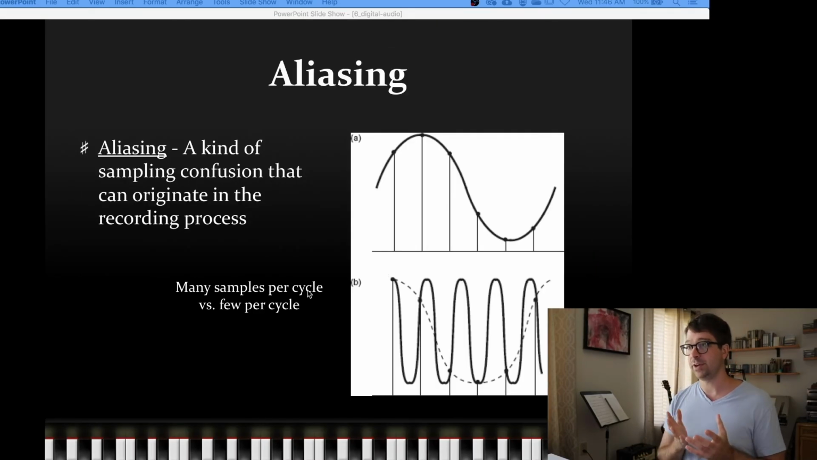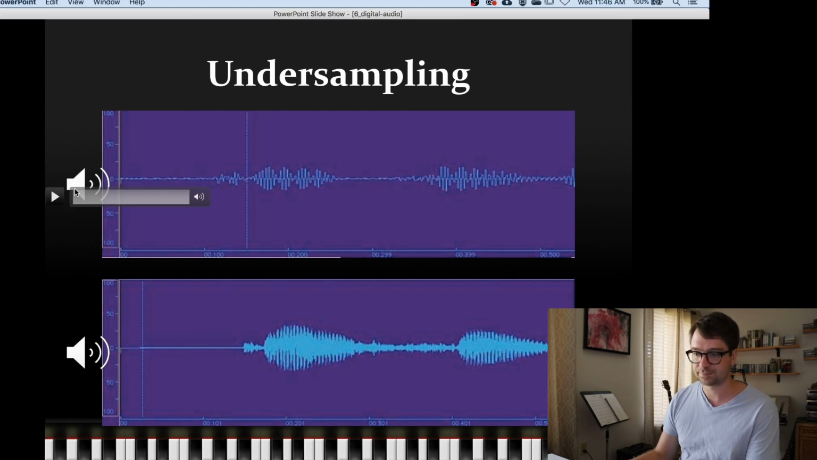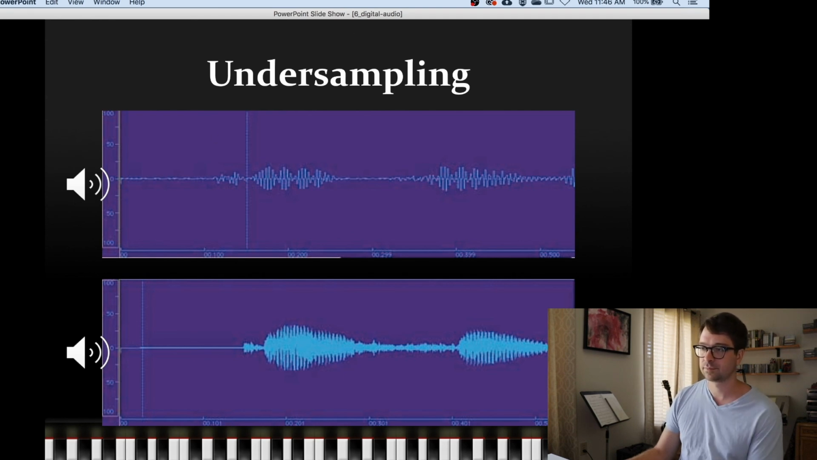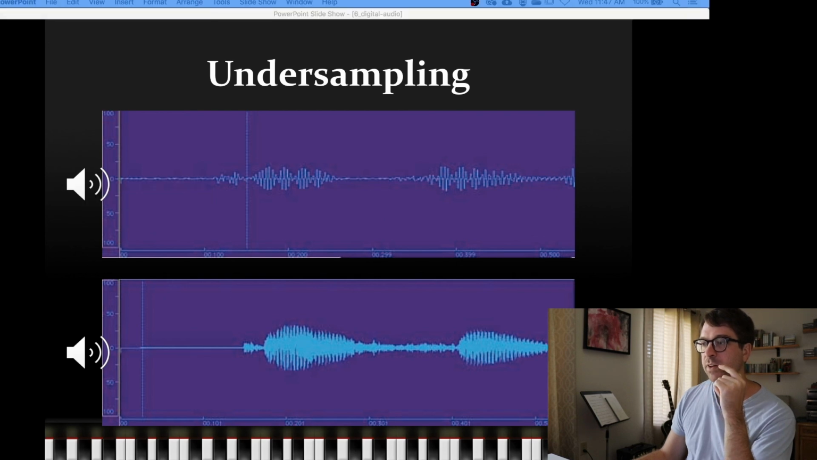And aliasing with audio can happen because of some kind of confusion in the recording process, either by not having a high enough sample rate or bit rate or something else. So let's check out this undersampled recording. Okay, so that's a recording of a band that doesn't have the correct sample rate. Let's listen to it with a correct sample rate.